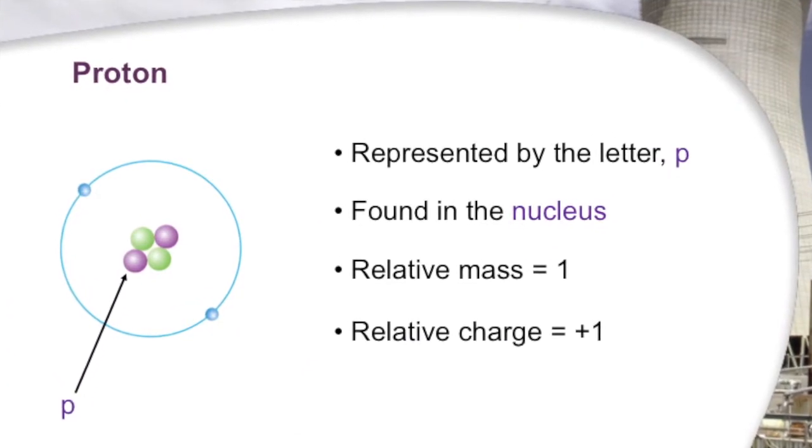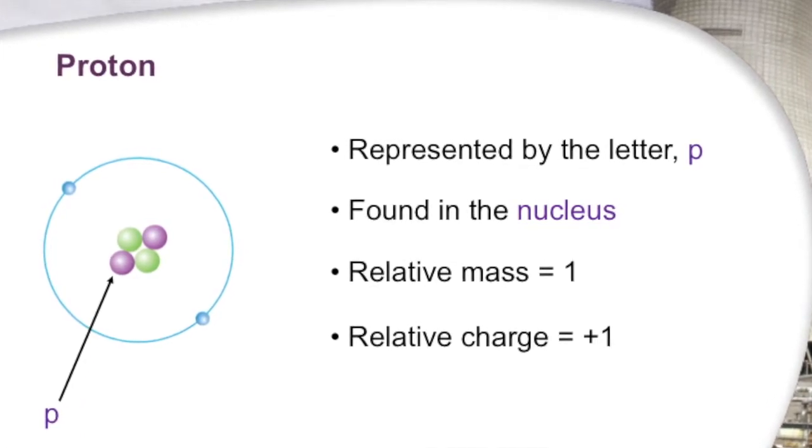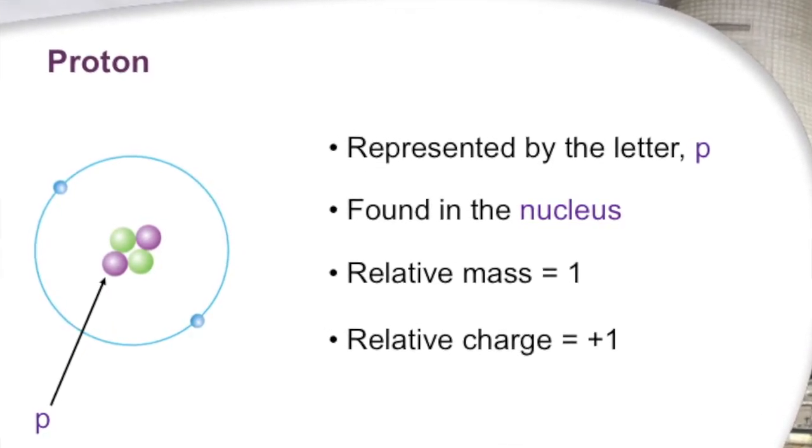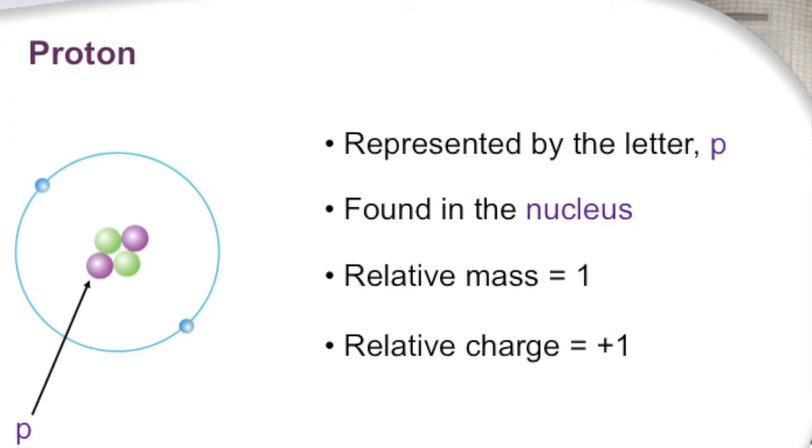Let's find out more about the proton. It is represented by the small letter p. Each proton is given a relative mass of 1 and holds a relative charge of positive 1.